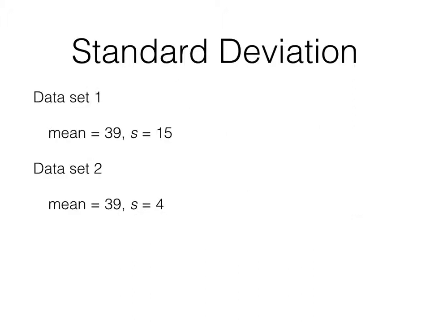You can see how important standard deviation is in describing a data set. Imagine you have two data sets. They both have the same mean. Data set 1 has a mean of 39, data set 2 has a mean of 39. But you can see that data set 1 has a lot more spread in the scores than data set 2 has, because the standard deviation is 15 in data set 1, but it's only 4 in data set 2.